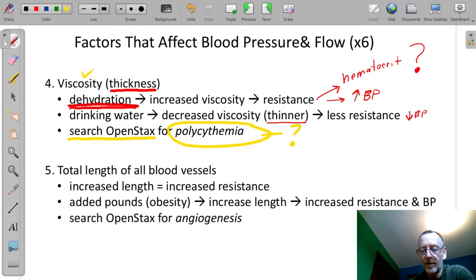Another factor that affects blood pressure is the length of all the blood vessels. The more blood vessels the heart has to push blood through, the harder it has to work.